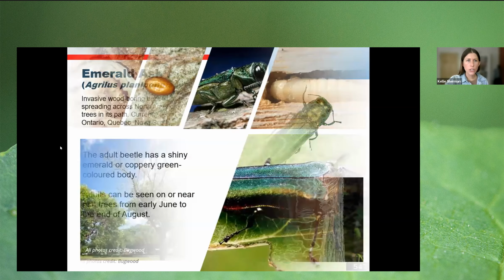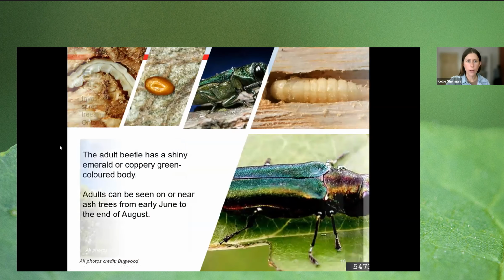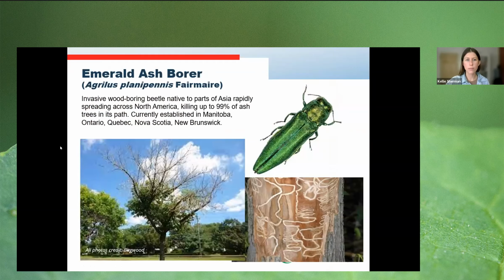I just want to also mention, going back quickly, that sometimes you see the signs and symptoms of the damage first. So things like, in the picture there at the bottom left, crown dieback, bark deformities could be a symptom. D-shaped exit holes, which I'll show you a picture of. Woodpecker feeding holes, yellowing foliage, and then at the bottom right, larval galleries beneath the bark. As another symptom, sometimes the bark is peeling and you can see underneath.